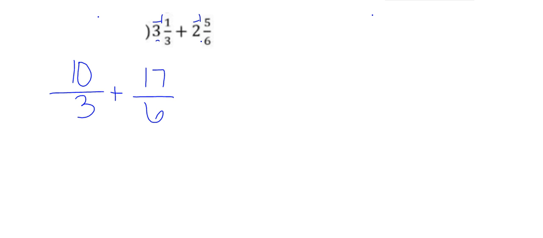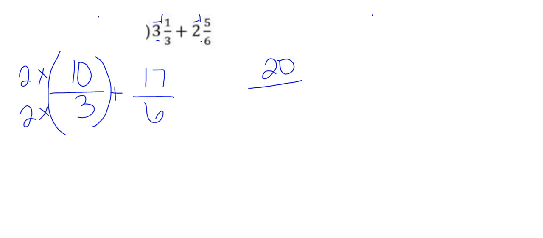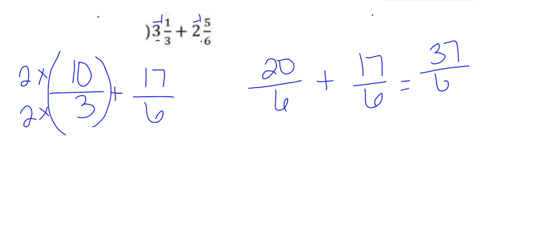I'm first going to look to see if one denominator can go into the other. 3 can go into 6. So 3 times 2 equals 6. So I'm going to multiply the first fraction by 2. Whatever I do to the top, I have to do to the bottom, and vice versa. So 2 times 10 is 20. 2 times 3 is 6, plus 17 over 6. 20 plus 17 is 37 over 6.